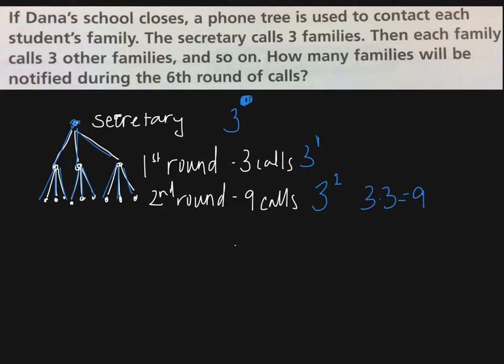So all we have to do is think of it in exponents. So how many will be on the 6th round? You can imagine if you kept drawing this tree, it would get very messy. Luckily, we have math and we have a strategy to use to solve this problem, and that is our exponent. So I can do 3 to the 6th power to solve this.